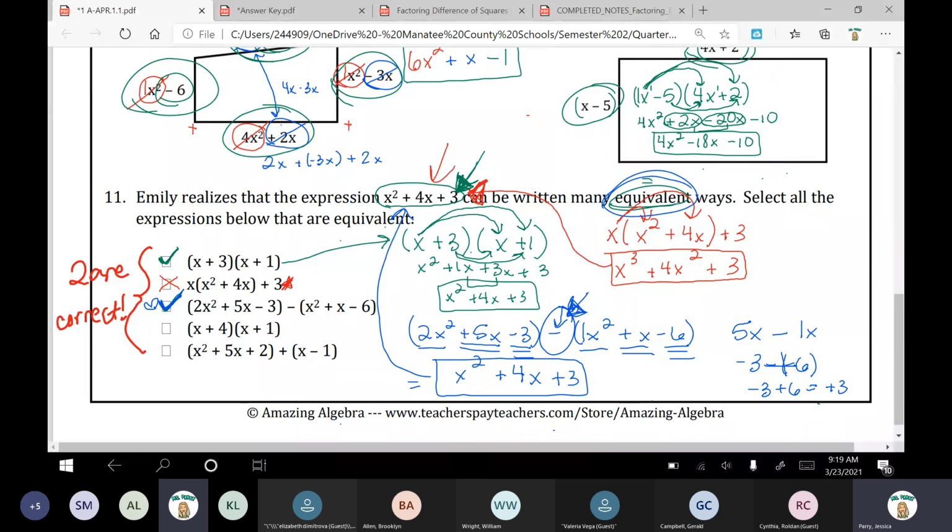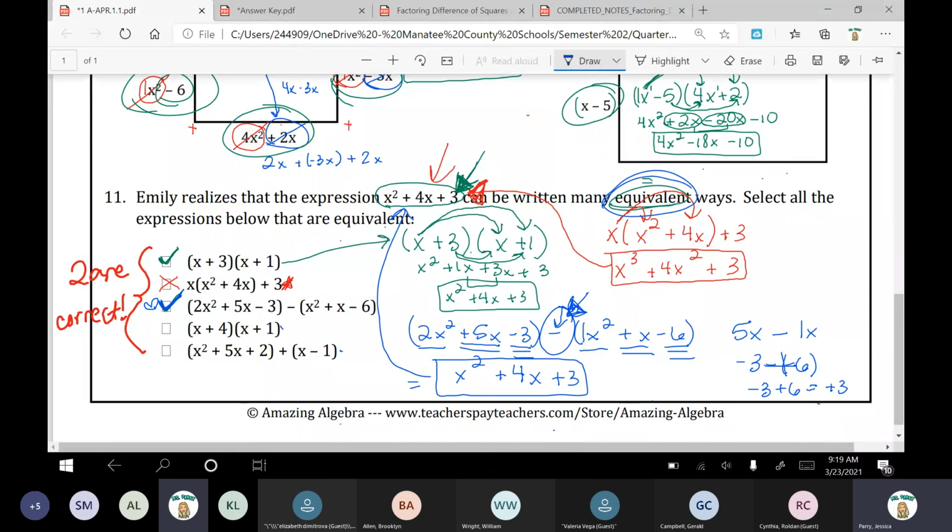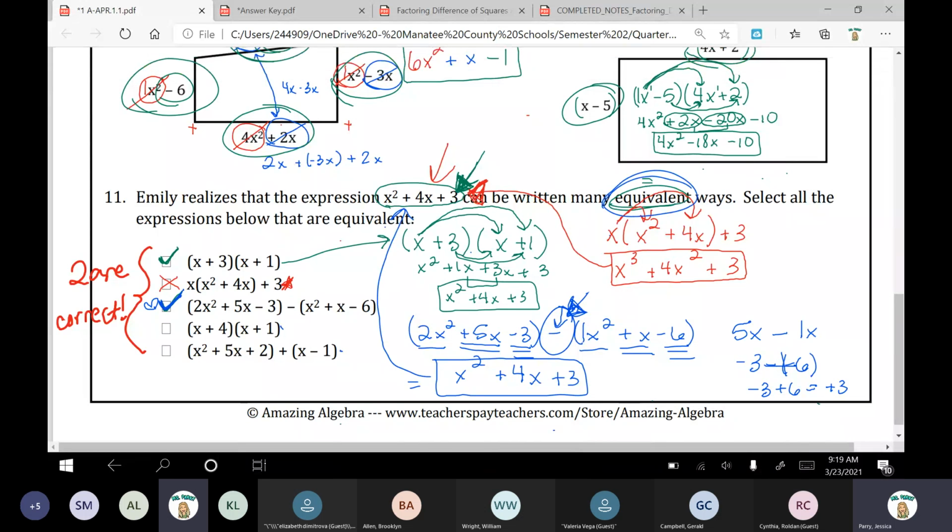Okay, if you were to go through and finish out the rest of them, checking the last two, you would see that they come out to something different. So that means they're not equal, they're not equivalent. So that's why those ones you would not check them off.